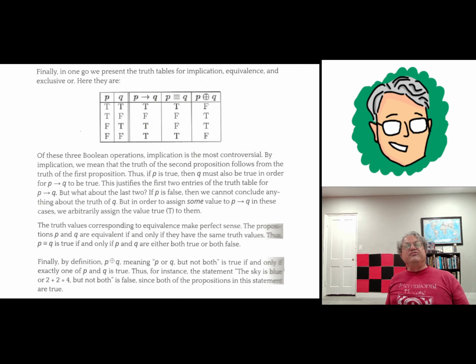Anyway, this is the truth table for it. If P and Q are both true, then P exclusive or Q is false. Also, if P and Q are both false, then neither of the parts are true, so the whole result is false. Those are the truth tables: the truth table for implication, double implication or equivalence if you like, and exclusive or.